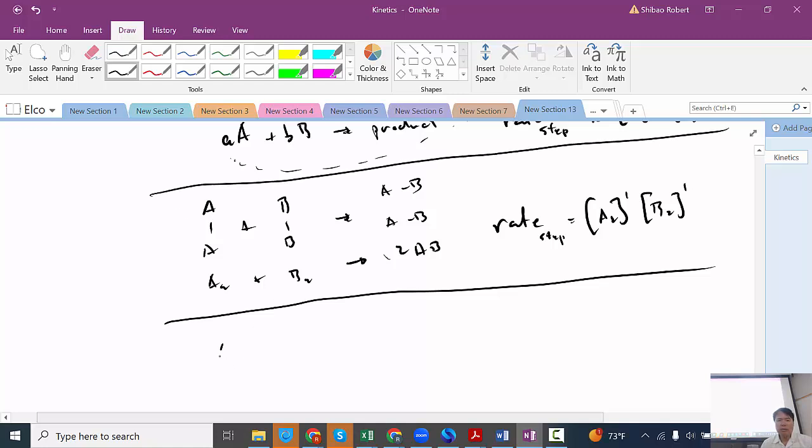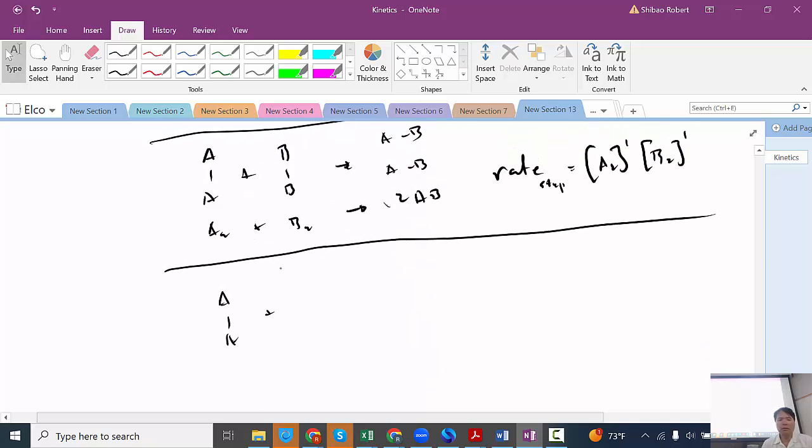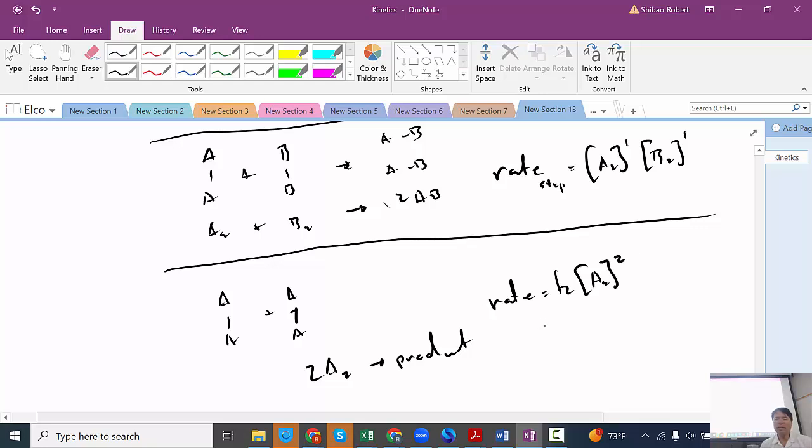Let's say I have two A2s colliding. Actually, I'm not going to look at it quite this level. I'm just going to say A2. In other words, two A2s go to product. And so the rate is going to equal k[A2] squared. Now, where do I get A2 squared?